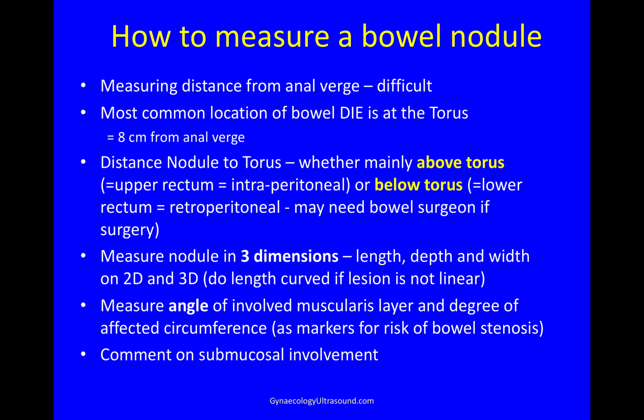And this is where bowel surgery can be very difficult, and people often use a bowel surgeon for endometriosis surgery in this area. We then measure the nodule in 3 dimensions, length, depth and width, on 2D and on 3D. And it's important to measure the length of a lesion as a curved line if the lesion is not linear. I'll show you. We then measure the angle of the involved muscularis layer and the degree of affected circumference in the transverse plane. And these are markers for the risk of bowel stenosis from the lesion, and comment on submucosal involvement.